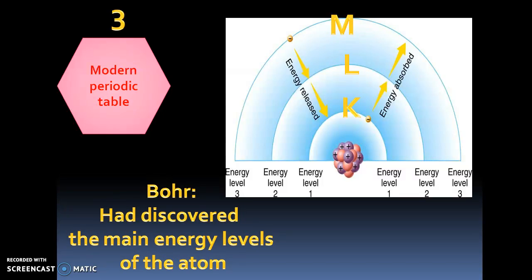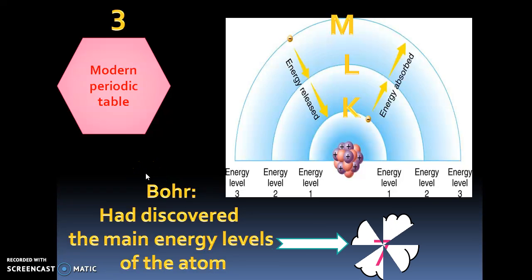Let's talk about the third attempt at classifying elements, the modern periodic table. Scientists had discovered the main energy levels of the atom. As we said, he continued the old work, didn't cancel it and start something new. So when he continued, he said there is also something called main energy levels of the atom, and they are 7 in the heaviest atom. Meaning there are no more than 7 levels around the atom.